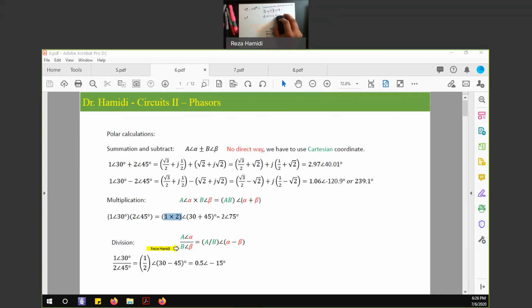A angle theta over b angle beta, just a by b: the amplitude of the numerator by the amplitude of the denominator, then the angle of the numerator minus the angle of the denominator. Here, have a look at this example. 1 angle 30 over 2 angle 45. Simply, the amplitude is going to be 1/2. And then 30 minus 45. And this is going to be the answer: half, angle negative 15. See how simple that is in polar form? Polar form is good. Let me stop sharing.